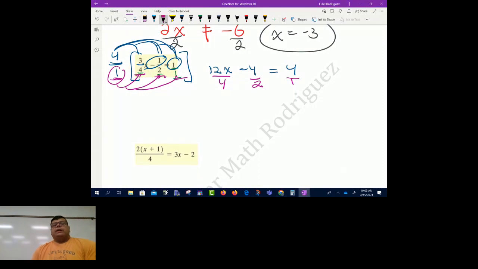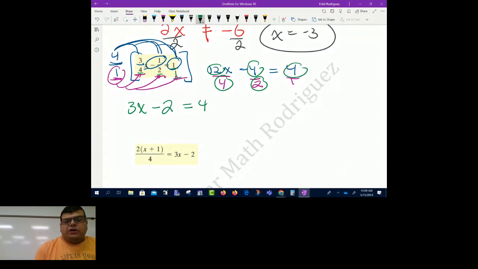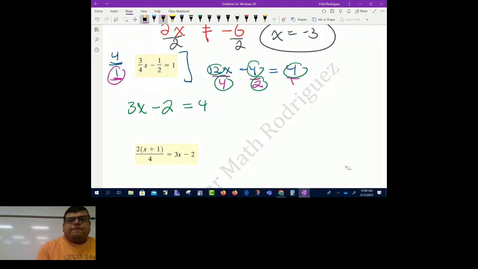Now, again, if we did this right, all of our fractions are going to go away. So look, 12 divided by 4 is 3 with an x. Minus 4 divided by 2 is just 2. And then over here, 4 divided by 1 is still 4. So again, if I think about my original problem, here was my original problem right here. If I look at this guy here, and I look at what we now have, this equation in green hopefully seems to be easier.